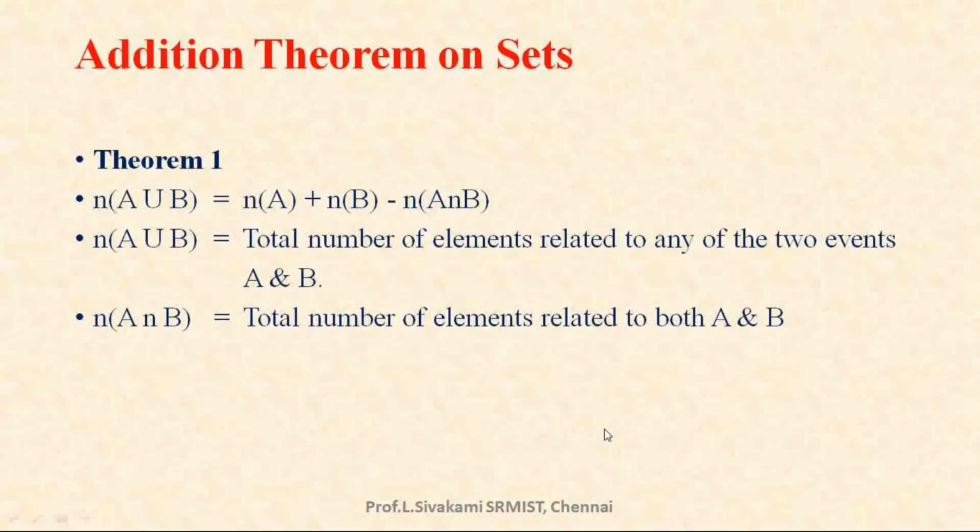Addition theorem on sets. This is the basic fundamental theorem in set theory. n(A union B) equals n(A) plus n(B) minus n(A intersection B), where n(A) is the number of elements in the set A, n(B) is the number of elements in the set B, and n(A intersection B) is the number of elements which are common between A and B.